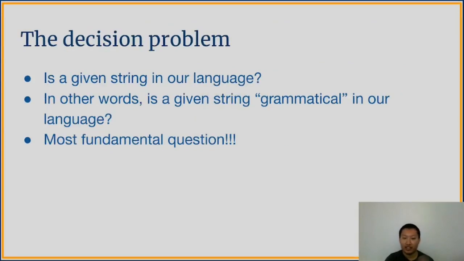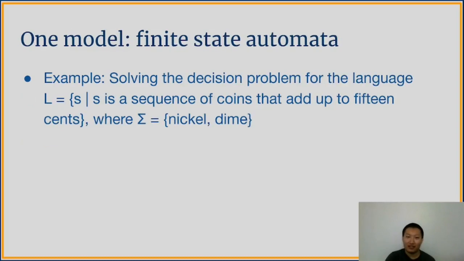So in other words, is a given string grammatical in our language? That's the decision problem. That's the most fundamental question. So, if you don't remember anything from this talk, except for the decision problem, you've come away with the most important thing.